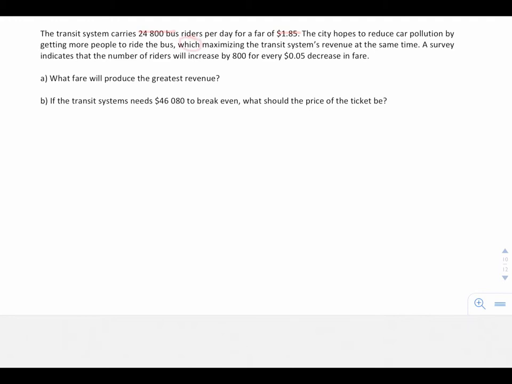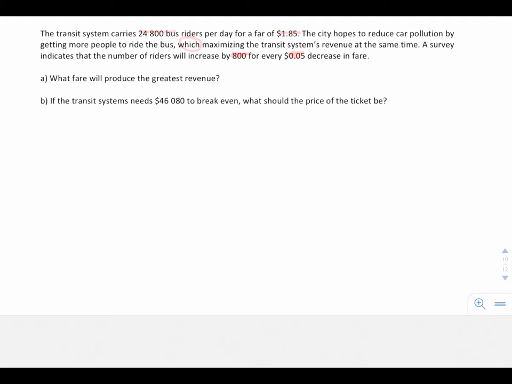Little typo there. A survey indicates that the number of riders will increase by 800 for every 5-cent decrease in the fare. So by charging less, more people are going to be willing to get on the bus. But if you charge too little, then you lose money. So we want to maximize revenue.